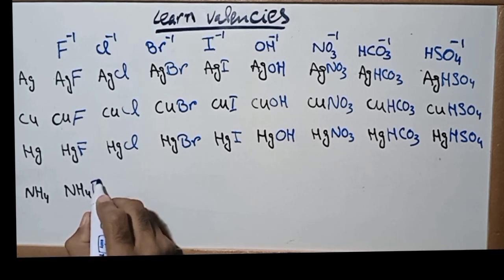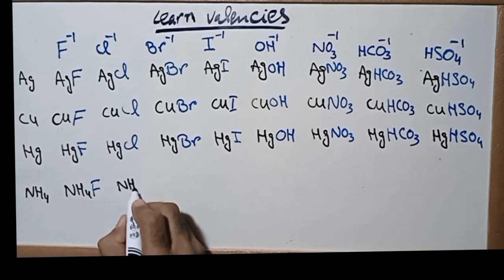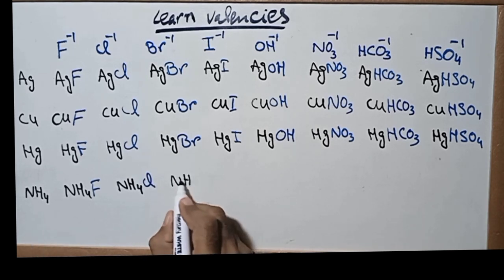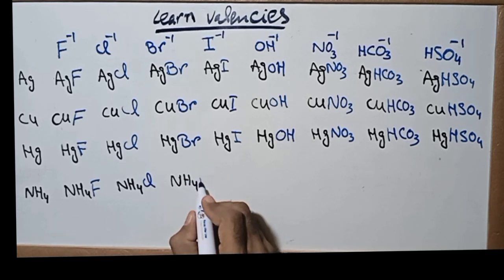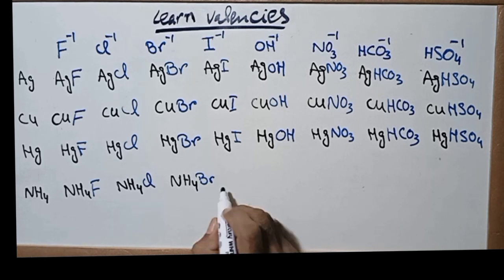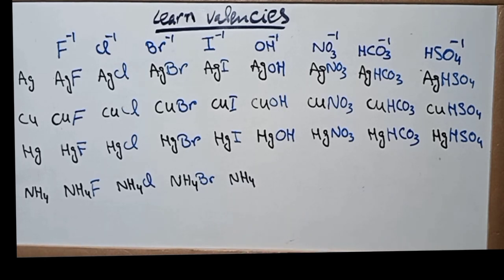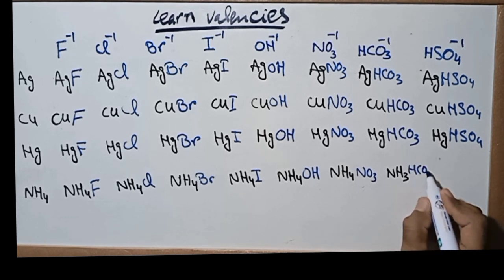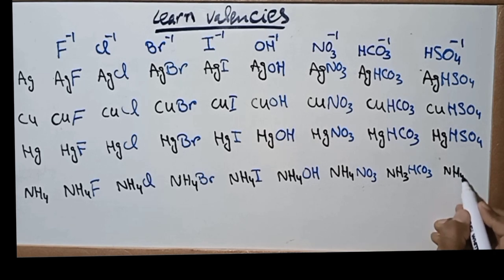For ammonium: ammonium fluoride, NH4F, ammonium chloride NH4Cl, ammonium bromide NH4Br, NH4I ammonium iodide, NH4OH ammonium hydroxide. This is a well-known compound. Ammonium nitrate, NH4NO3. You got this? Ammonium bicarbonate NH4HCO3, and ammonium hydrogen sulfate NH4HSO4.